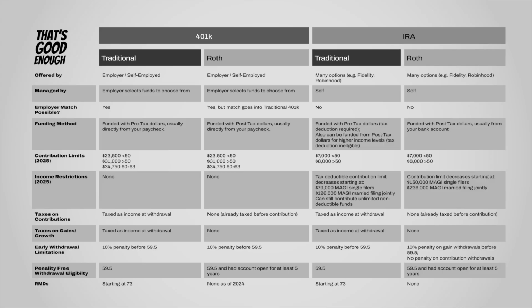The second key difference is how your contributions are invested. For a 401k, since it's employer sponsored, you'll have a pre-selected list of mutual funds to pick from. You typically can't choose your own funds or any individual stocks, just what options they have already assembled for you to choose from. IRAs are different though, since they are entirely self-managed.